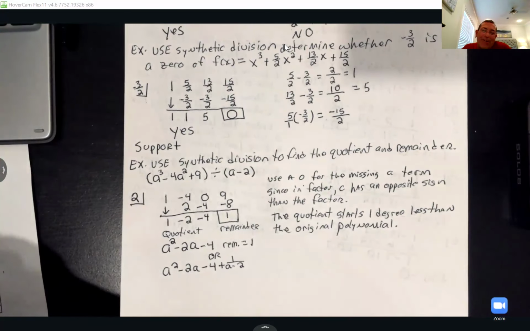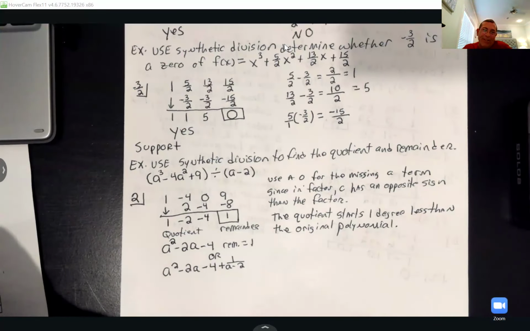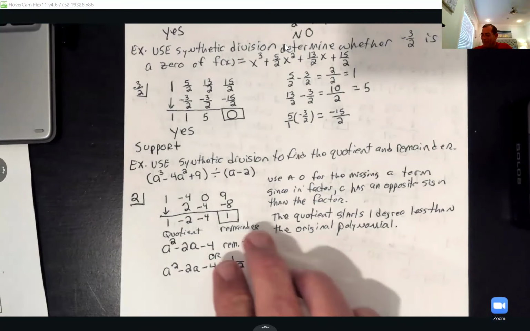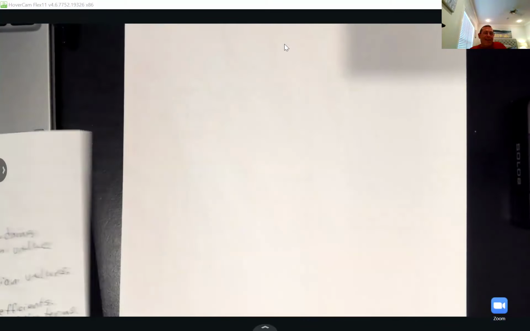So now we get to start some fun stuff. Because y'all love foiling, right? Hopefully. So I'm hoping y'all like foiling for what we got coming up.